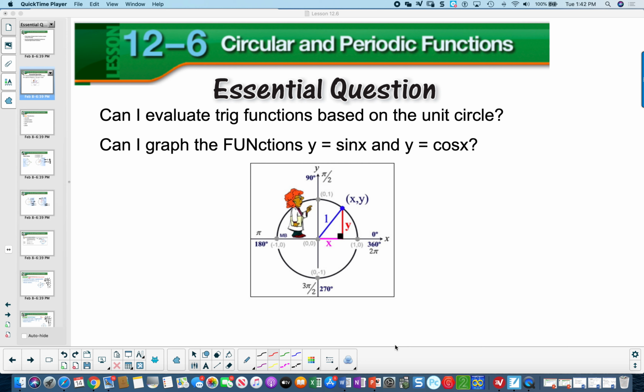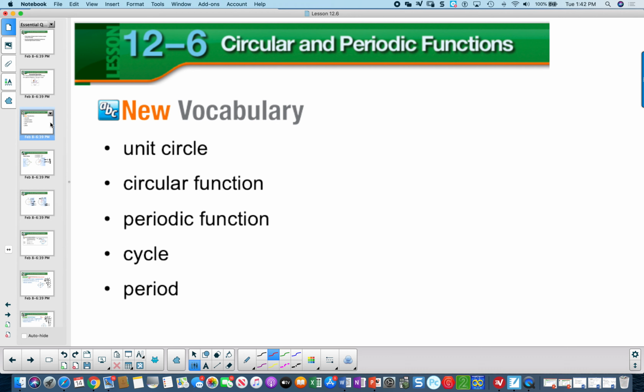12-6, circular and periodic functions. Essential question: can I evaluate trig functions based on the unit circle? Can I graph the functions y equals sine of x and y equals cosine of x? Here is the new vocabulary.